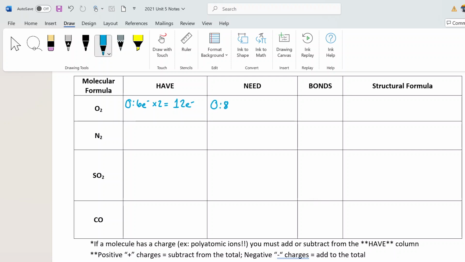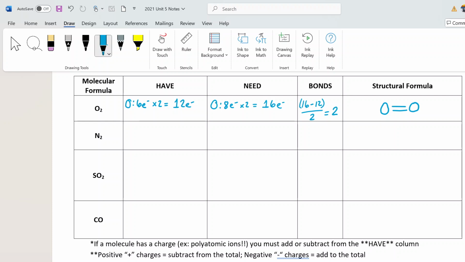Oxygen needs 8 electrons times 2, which gives me 16 electrons. So in this case, 16 minus 12 divided by 2 gives me 2 bonds. So we're going to have oxygen bonded to oxygen, but it's going to be a double bond. So we have 2 bonds.